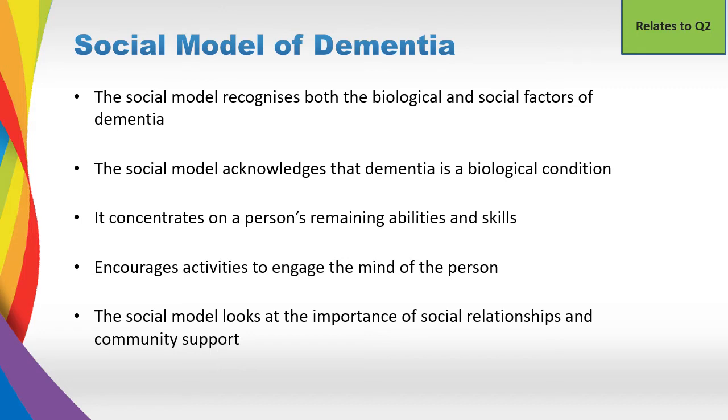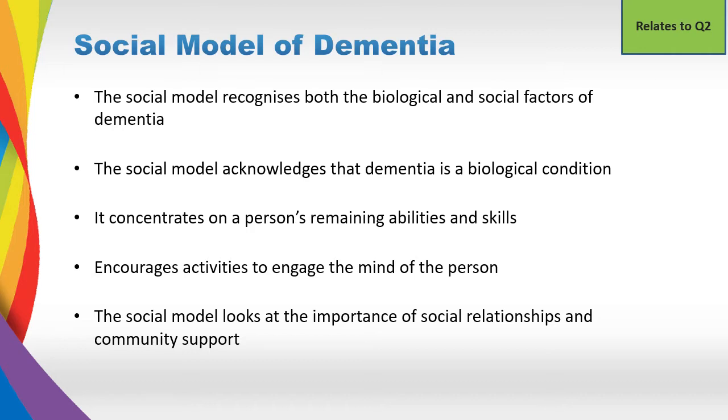Instead, we're looking at both of these. So the social model doesn't dismiss that dementia is a biological condition, but it doesn't focus on it, and instead it concentrates on a person's remaining abilities and skills and things that they can do, not what they can't do. It encourages activities to engage the mind of the person. So this could be things that they previously enjoyed, like perhaps they played chess.